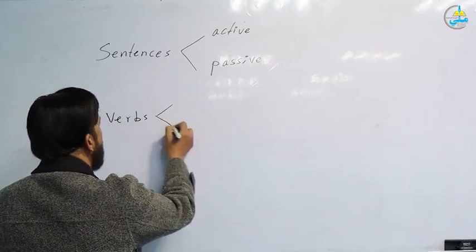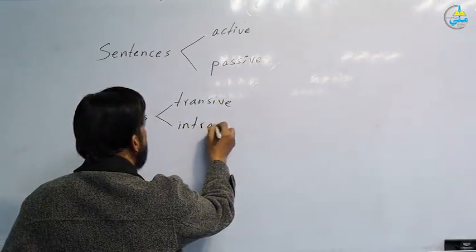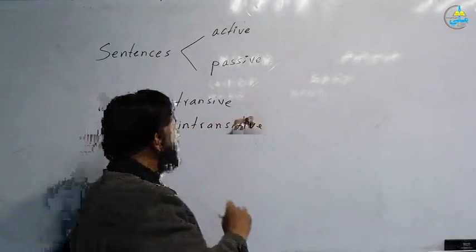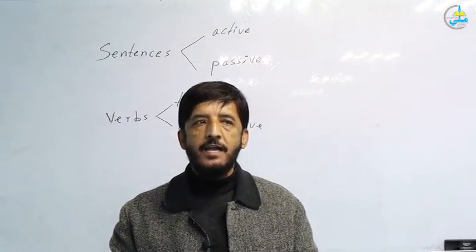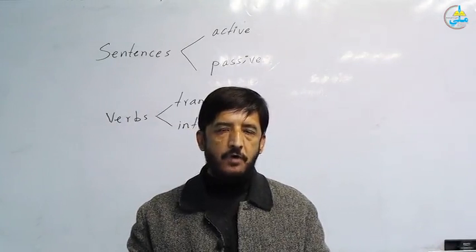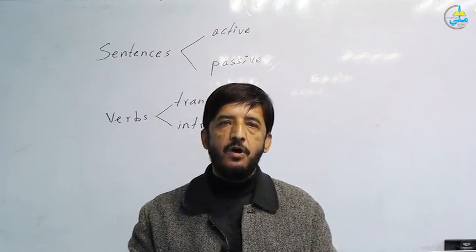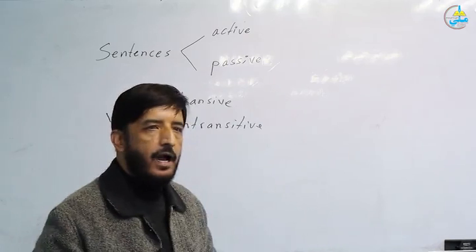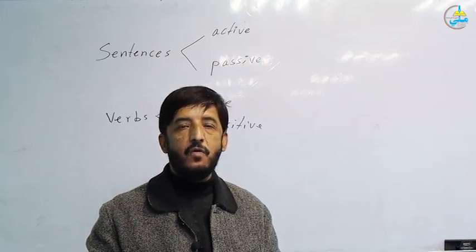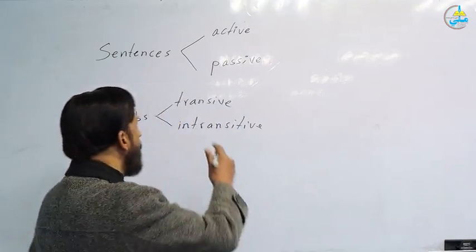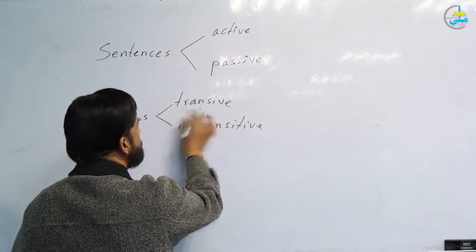Verbs are divided in two groups, transitive verbs and intransitive verbs. Transitive verbs are those verbs which require object. And intransitive verbs are those verbs which don't require object. So we can change those sentences into passive which have objects. That is, we can change active sentence to passive when their verbs are transitive.